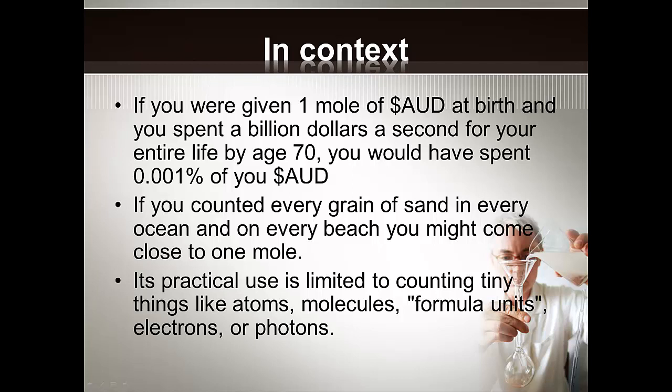So you're not going to use it to count oranges, because oranges are too big. There'd be too many oranges. So you're going to count tiny things like atoms, molecules. You could count formula units, if you like, for ionic compounds. Electrons. You could count photons. This is where it's useful. Okay, we need this huge number for counting tiny things.